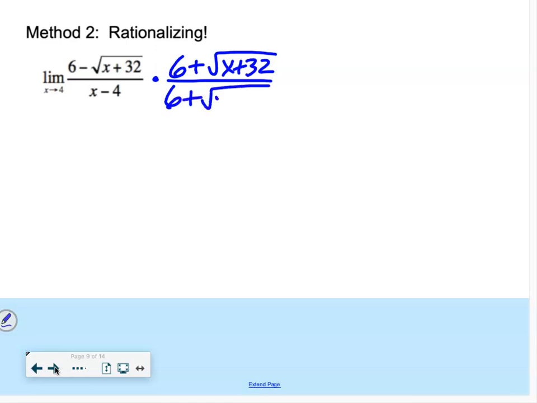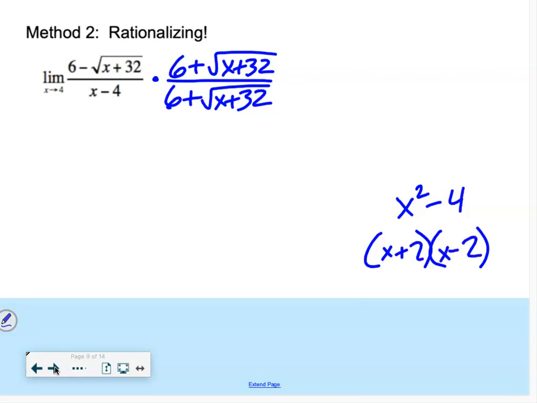Don't jump ahead, because you're going to do something and I'm going to tell you not to do it. But before we do this, I'm going to give a tiny bit of background. Why do we multiply by a conjugate? It's because of x squared minus 4, right? So x squared minus 4 factors into x plus 2, x minus 2. X plus 2, x minus 2 are conjugates, right? Same terms, just different signs separating the 2 terms, right?